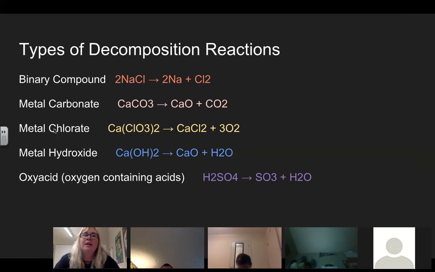Metal carbonate and metal chlorate are kind of similar. Metal carbonate, you will end up getting carbon dioxide as well as a metal oxide.